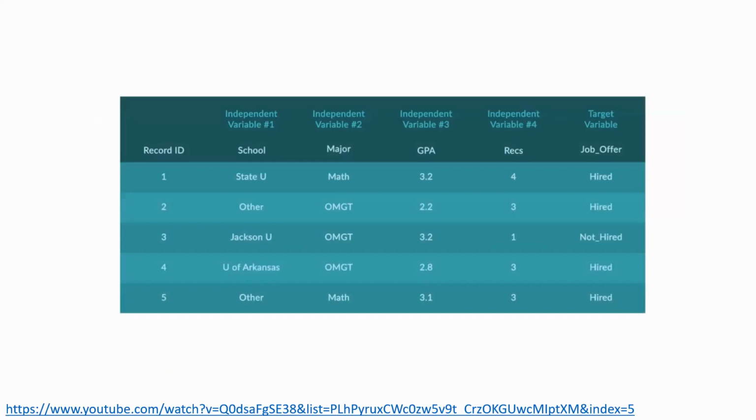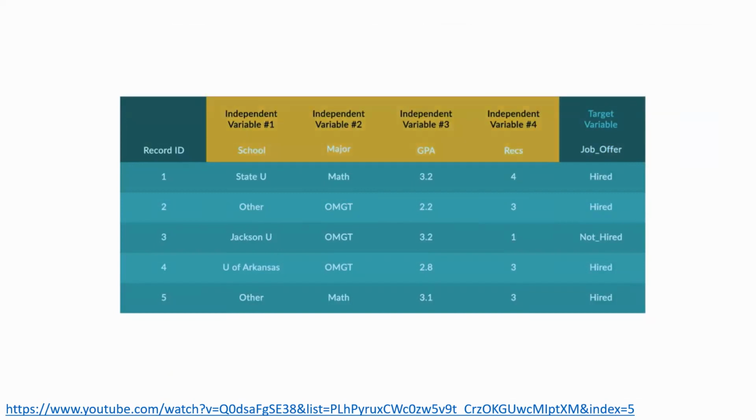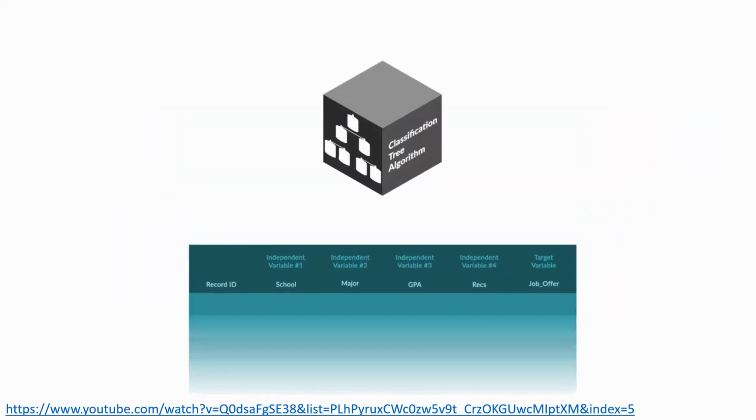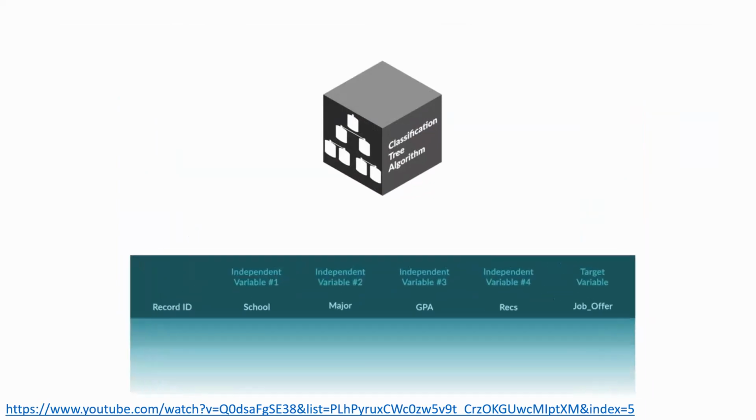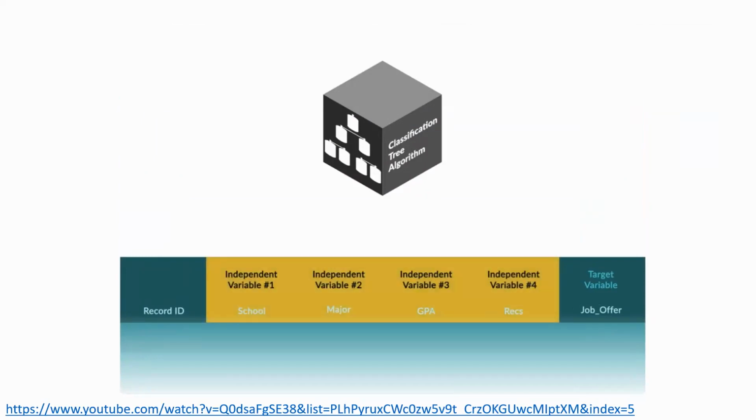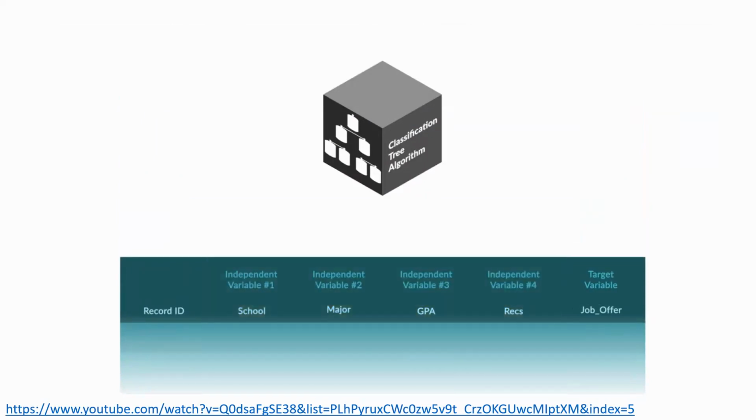Let's take a look at our student data set. The thing we want to predict, whether the student was hired or not, is our target variable. Everything else, school name, major, GPA, and number of letters of recommendation, gets listed as an independent variable. Here's what the classification tree algorithm does. First, it starts with our entire data set. It lines up our independent variables, and one by one asks the computer, if we only use this variable, how well would it predict whether or not a student was hired?